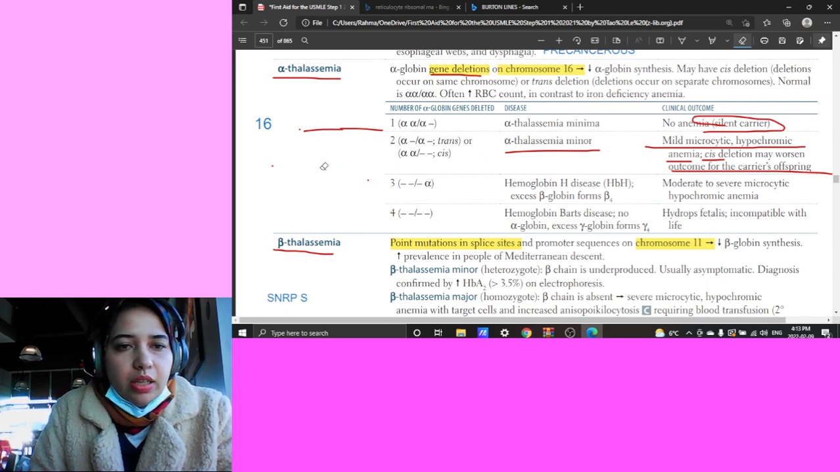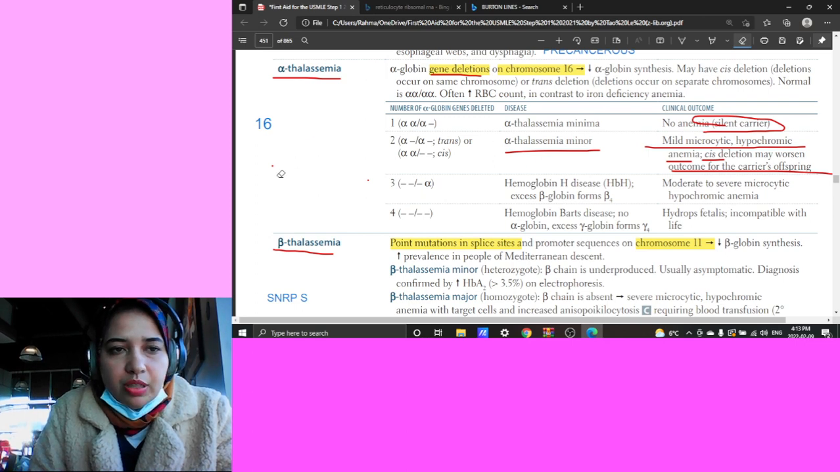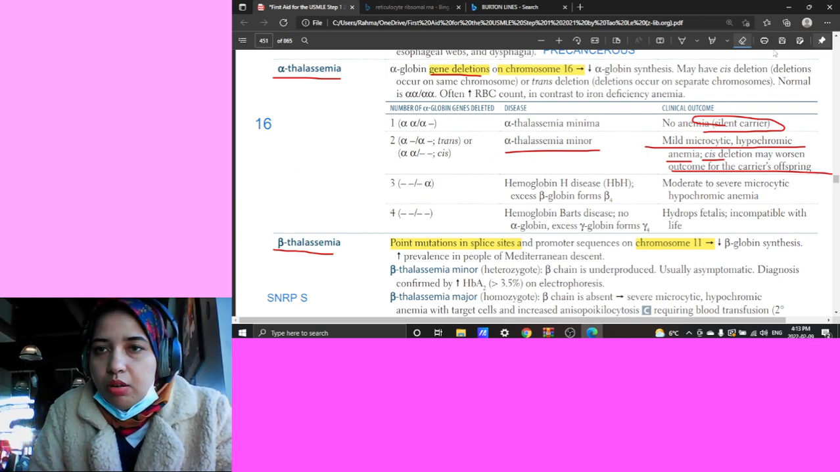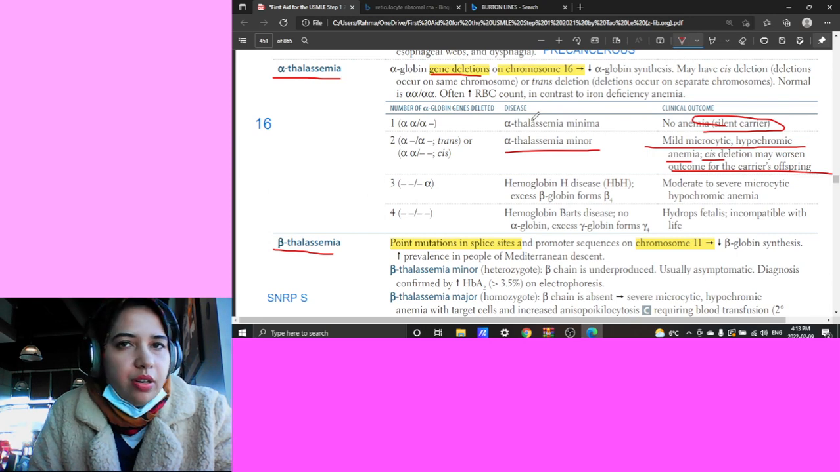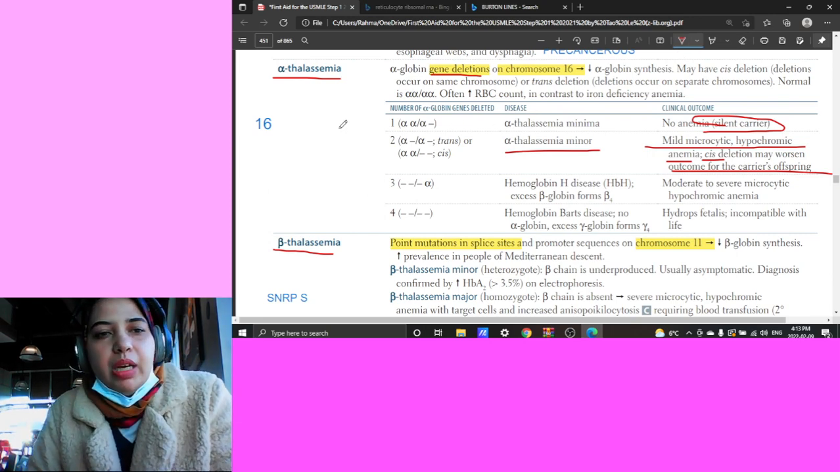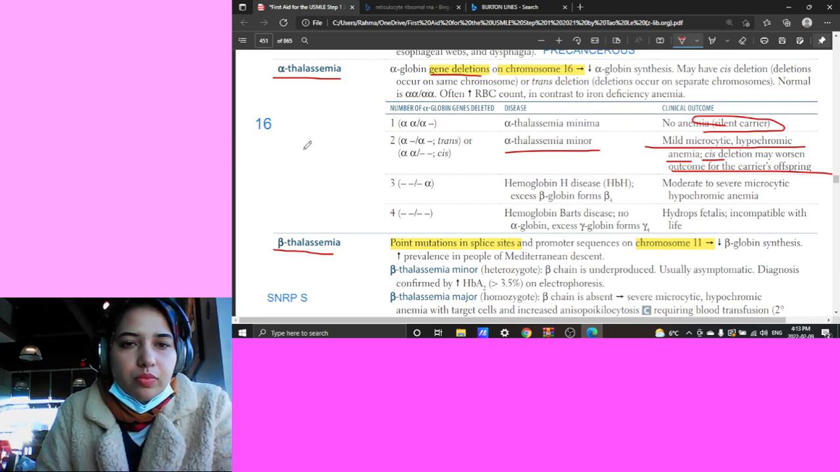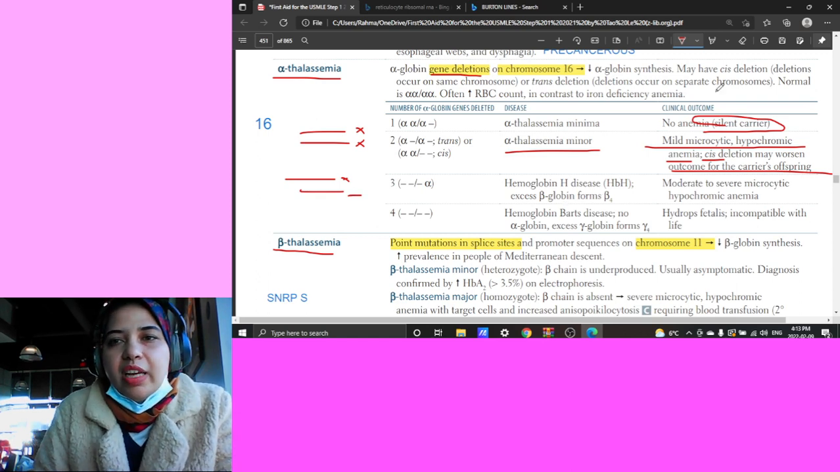Now, things get ugly with a third deletion. The third deletion means something's missing, and I don't have another copy anywhere for me to make up for it. Normally you would have 1, 2, 1, 2. And now this one's gone, and this one's gone, and this one's gone. I only have one. So they call that HbH disease.